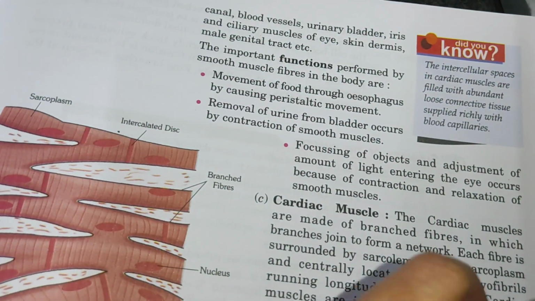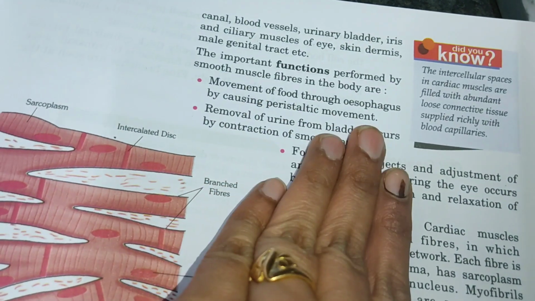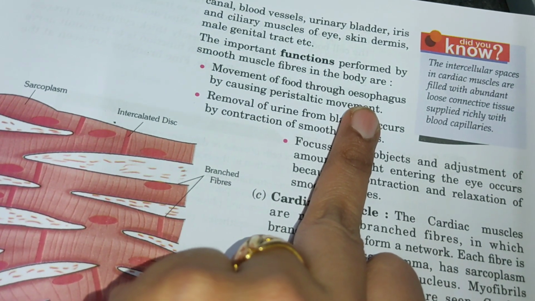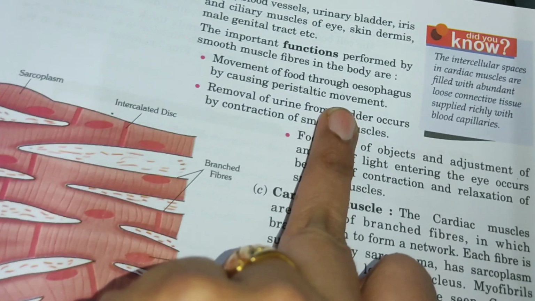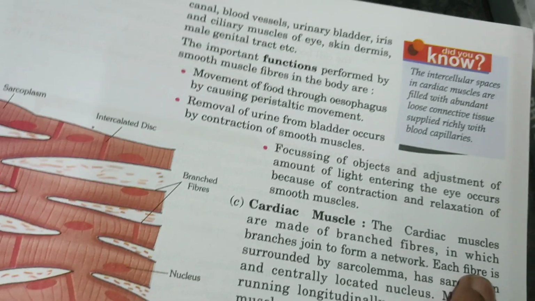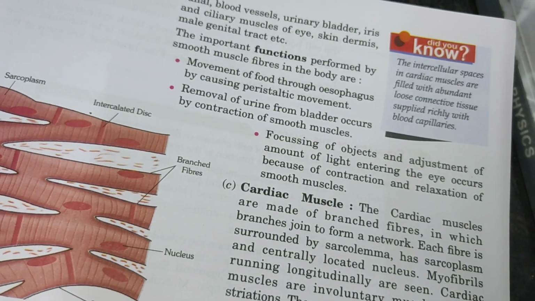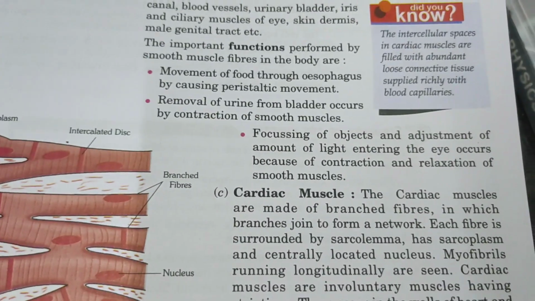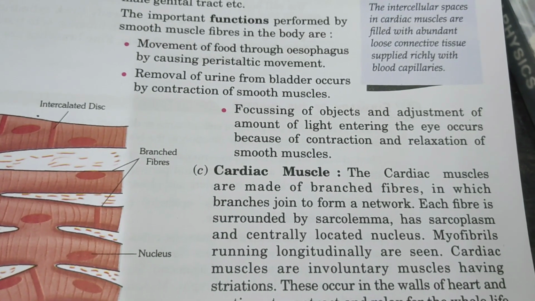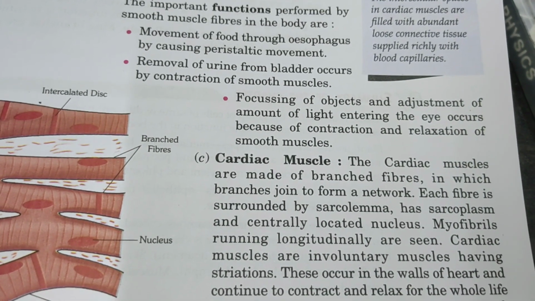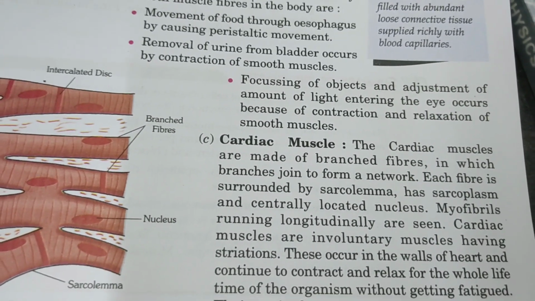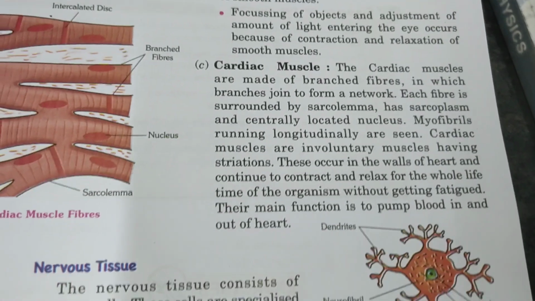What is its main function? It helps in the movement of food through the esophagus. We know how the movement of food takes place in the esophagus by peristaltic movement. It also helps in the removal of urine from the urinary bladder by contraction of smooth muscles, and in focusing on objects and adjusting the amount of light entering the eye. The eye adjusts the amount of light because of contraction and relaxation of smooth muscles. Then next is cardiac muscles.